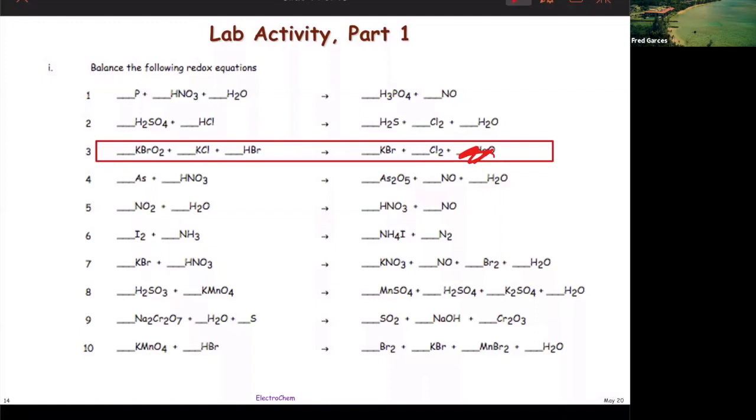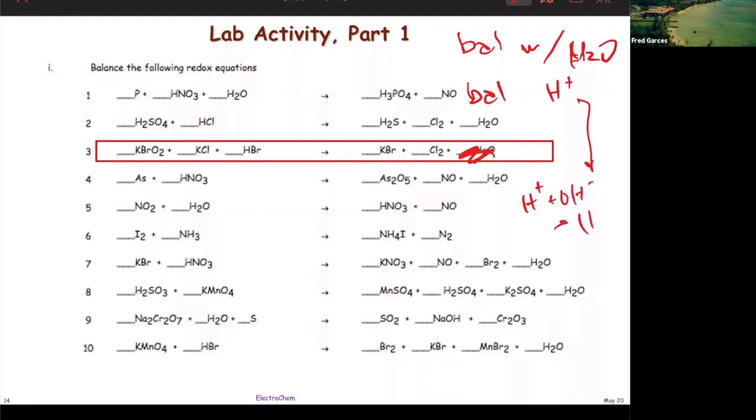Because remember, you're balancing oxygen with water, and you're balancing hydrogen with H plus. And then if you need to make it basic, you add the reaction H plus plus OH minus goes to H2O. Those are the things that will take care of the hydrogen, the oxygen, H plus, and OH minus. So don't worry about those chemicals when you're choosing your half reaction. They will automatically pop up when you start the process of balancing.